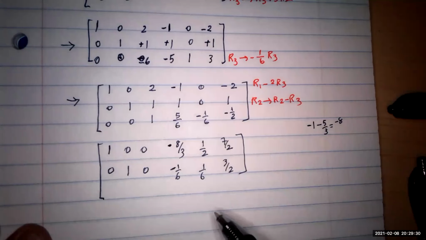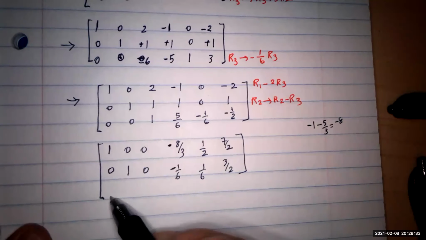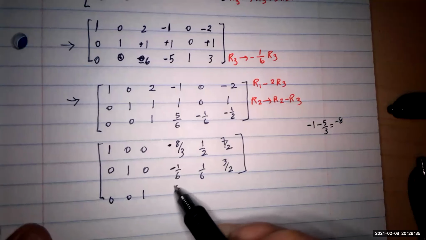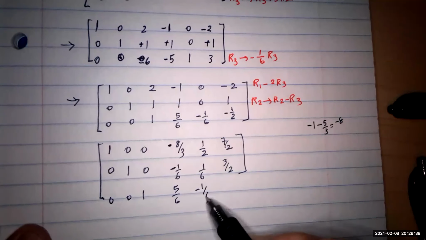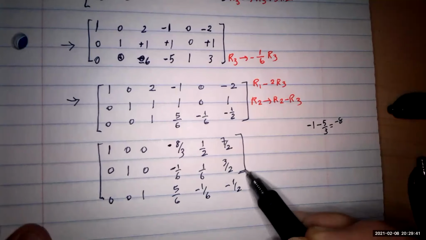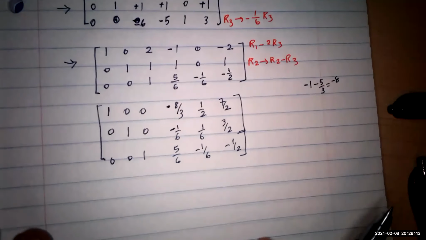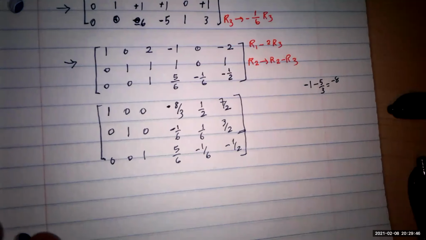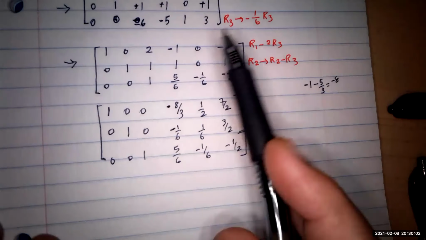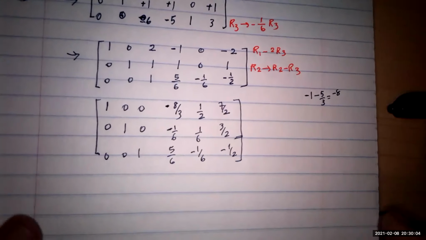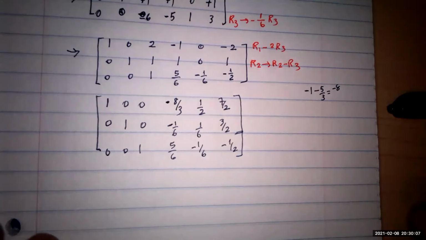Now we are almost done, because the last row is going to be 0, 0, 1, and this is going to be 5/6, negative 1/6, and negative 1/2. So this is going to be the matrix. We got the 5/6 and negative 1/6, and the 1/2 is a 1/6, 1/6. I'm not quite sure about this one. If we check it, we can check it later again, or you just check it to make sure you get it right.